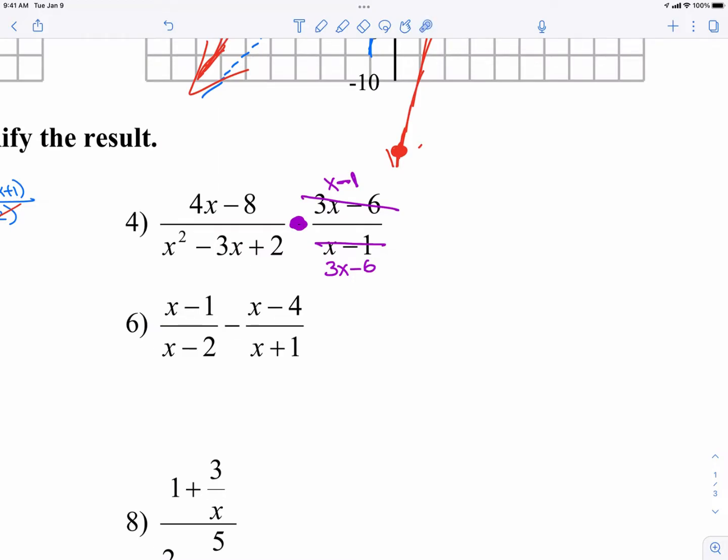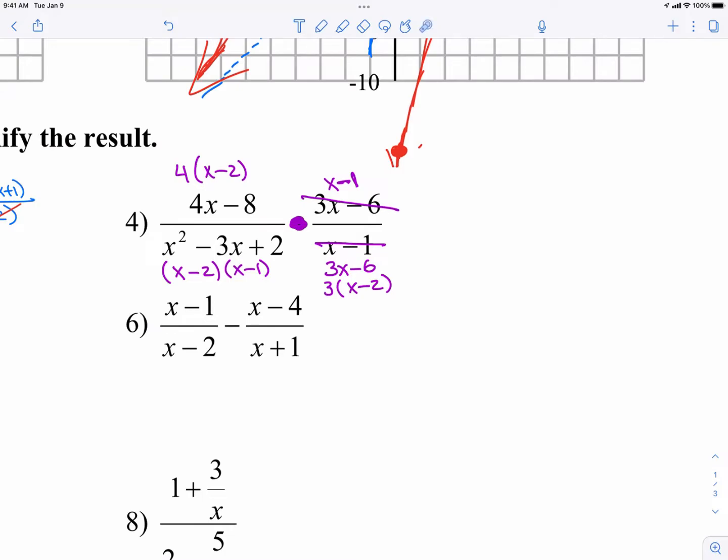So the 4x minus 8 is going to factor into 4 times x minus 2. The denominator here will factor into x minus 2 times x minus 1. The x minus 1 is already factored, so we leave that the way it is. And 3x minus 6, we can pull out a 3. So that would be 3 times x minus 2.